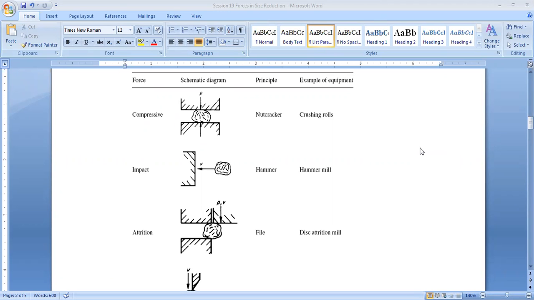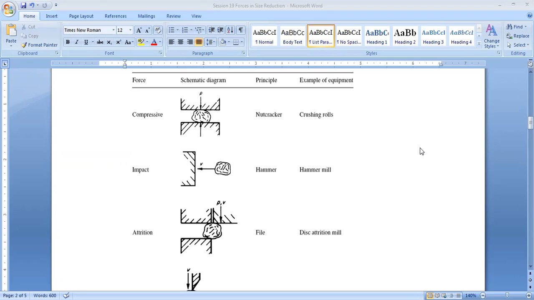Forces in size reduction means how many types of forces act during size reduction. And size reduction, as I have already explained in my previous lectures, is the breaking of a bigger food material into smaller sizes. There are different types of mechanisms available for performing size reduction. Crushing is there, grinding is there, and shearing is there. So there are several forces which act in the different equipments which we use for size reduction.